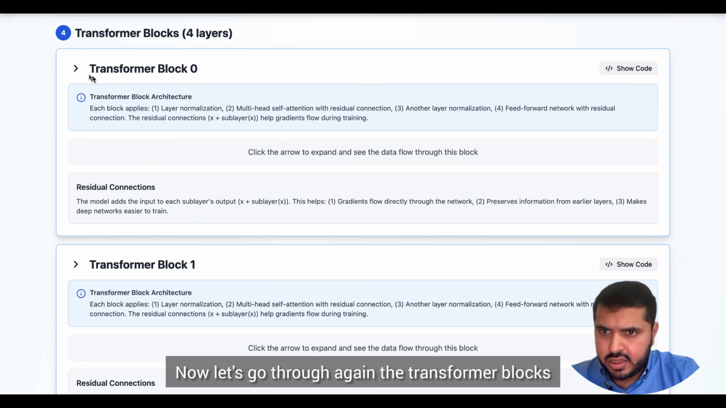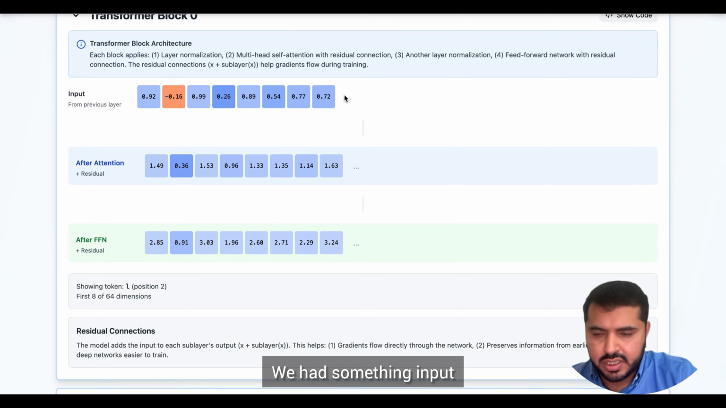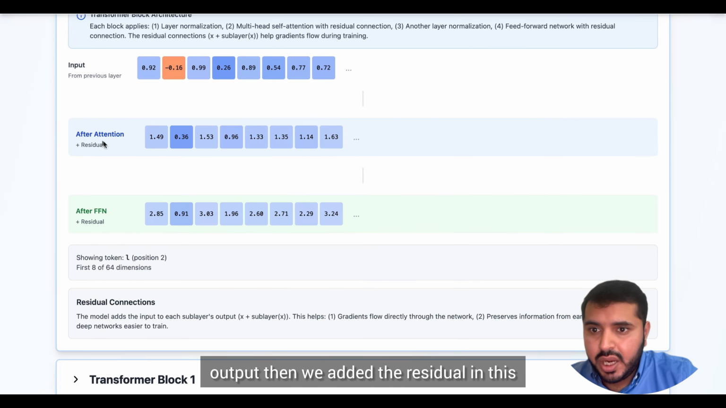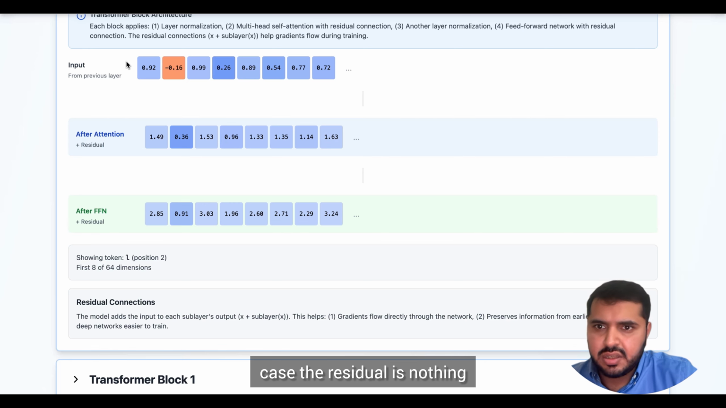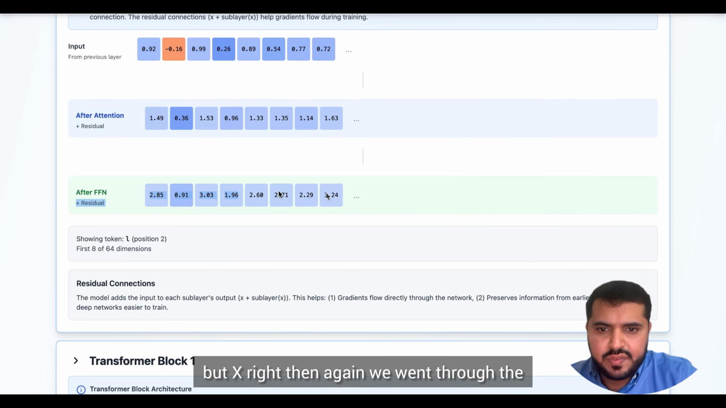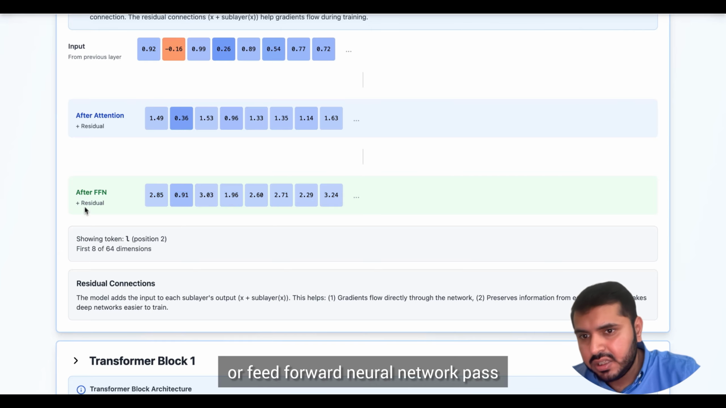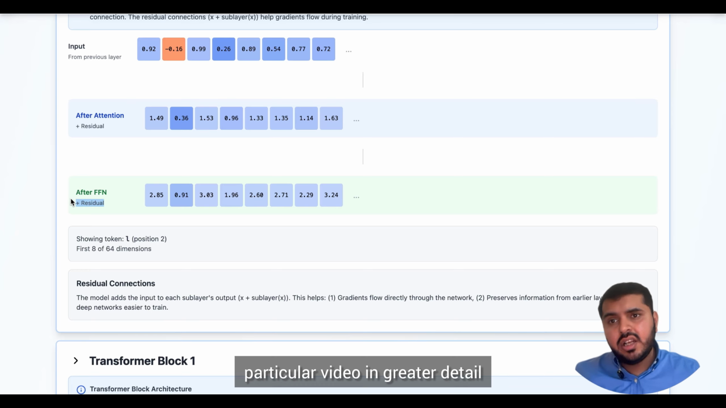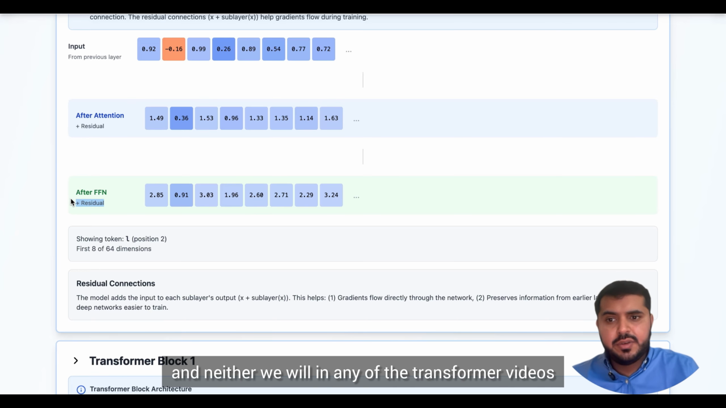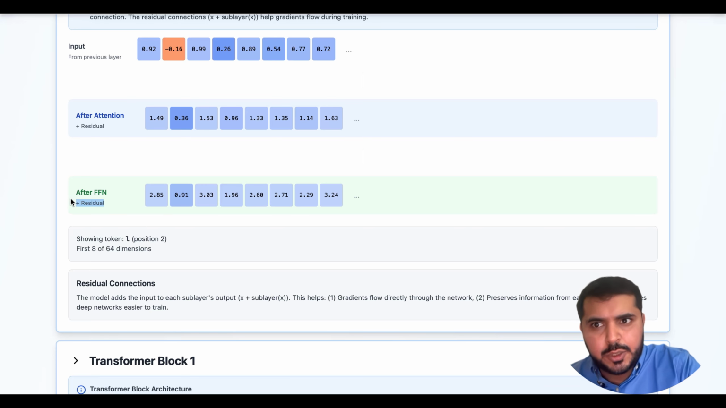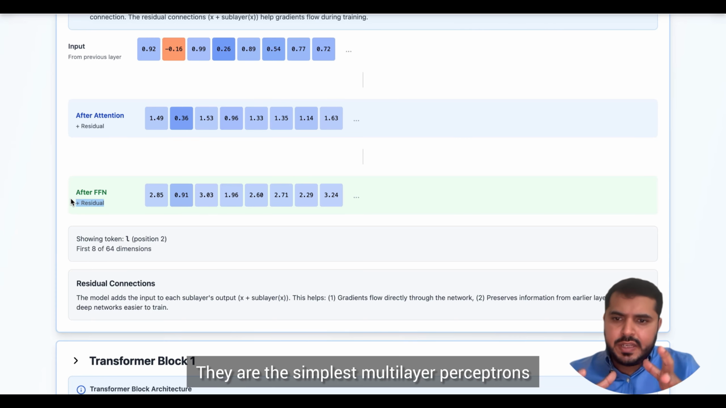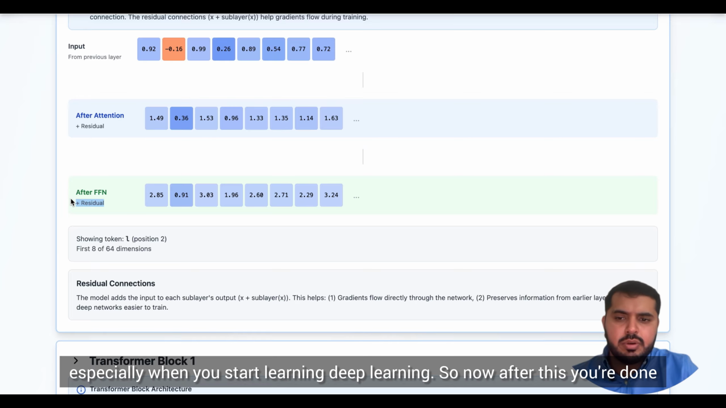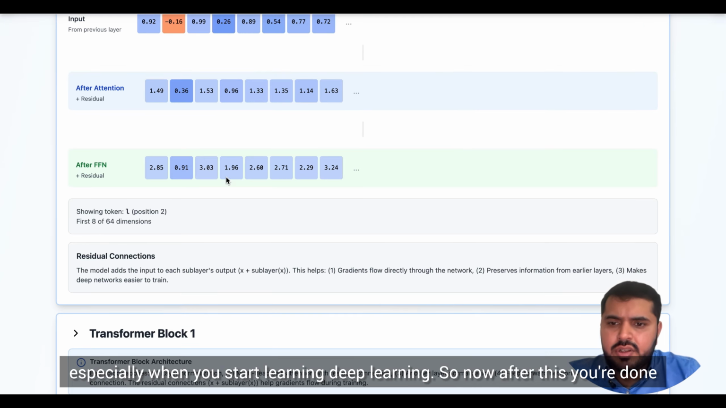Let's go through the transformer block again. We had input, which were embeddings. Then after attention, we got output. Then we added the residual. In this case, the residual is nothing but x. Then we went through the feed forward neural network pass, and again added the residual. We did not discuss the feed forward neural network in greater detail in this video, and neither will we in any of the transformer videos, because we assume that you already understand neural networks. They are the simplest multi-layer perceptrons, feed forward neural networks, especially when you start learning deep learning.